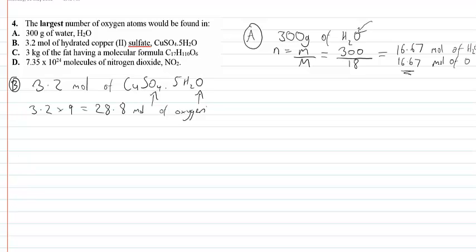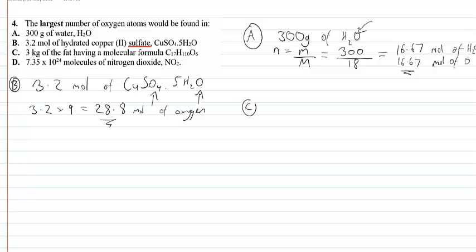Okay, so already, part B, we have more oxygen than we do in part A. So we know that the answer can't be part A. There's more oxygen in 3.2 moles of hydrated copper sulfate than there is in 300 grams of water. Okay, so let's keep going. Let's just underline this so we know that that's what we're looking for.